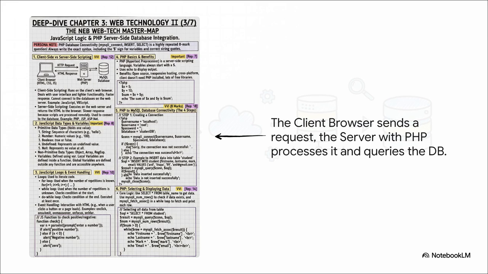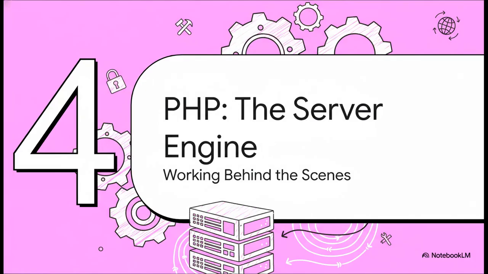This diagram here shows you the whole dance. It starts with you in your browser. You send out what's called an HTTP request to a web server. Think of it like a text message asking for a specific page. The server gets that message, runs a PHP script, which then has a little chat with the database to get or save info. Finally, the server packages everything up into a nice HTML page and sends it right back to your browser as the response. That's the whole loop. So let's zoom in on that server-side engine.